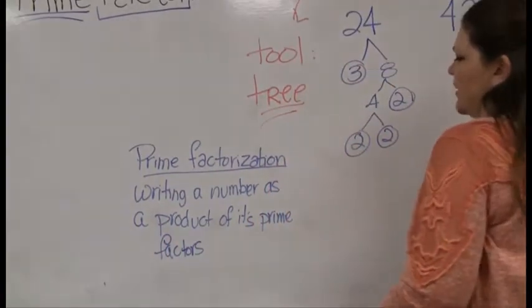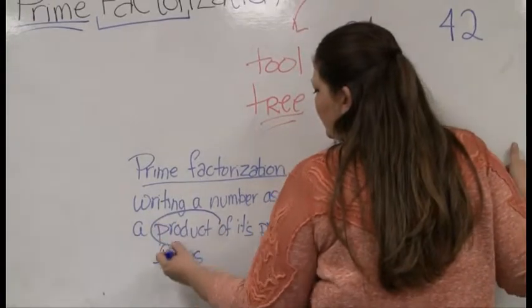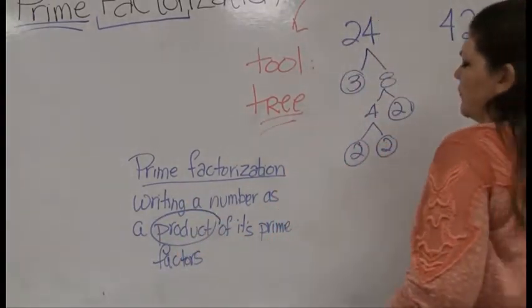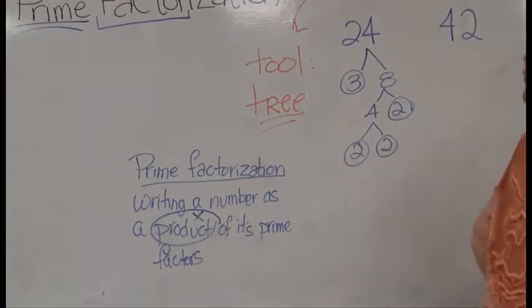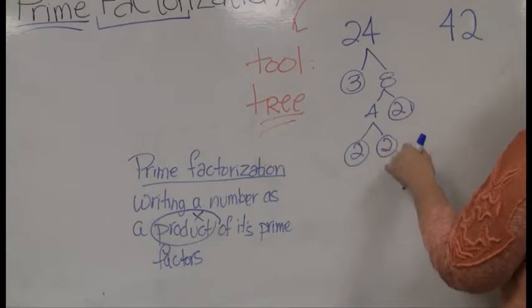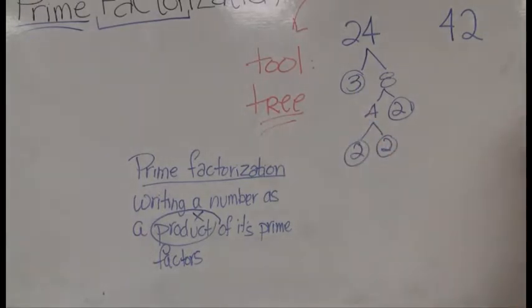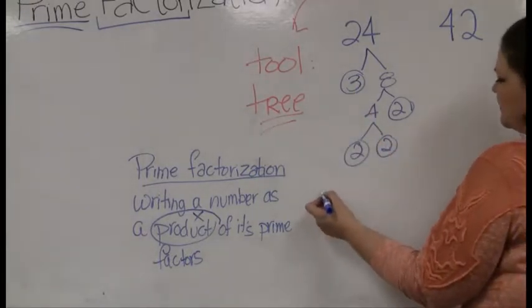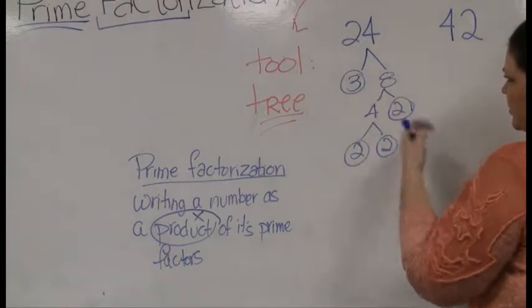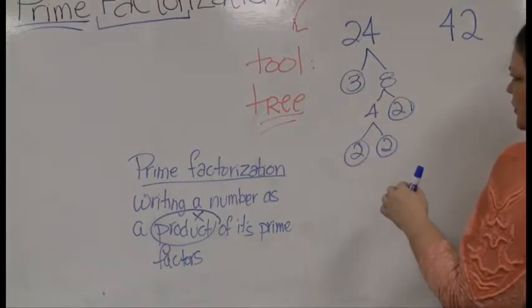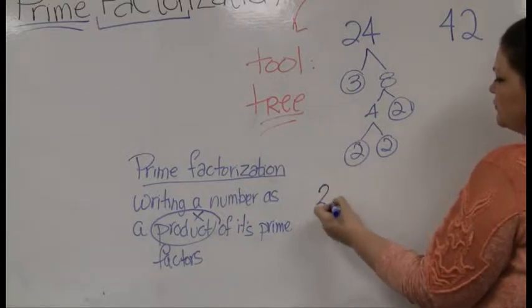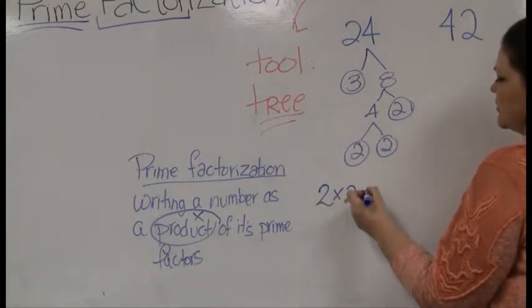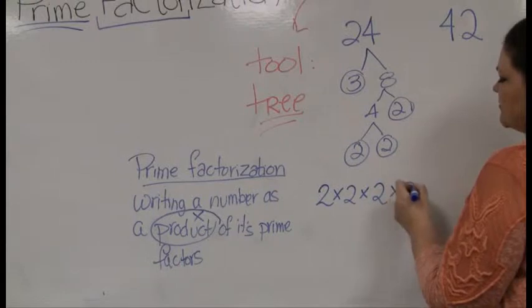Now, what does product mean? We haven't learned this word yet. We're going to look at it a little more in the next video. But real quickly, product means multiplying. So when we're writing a number as a product of its prime factors, we're going to take the prime factors that we found and write times signs in between them. And again, I'm going to go from smallest to largest just so that you and I can agree on what our answer should look like. So 2 times 2 times 2 times 3.